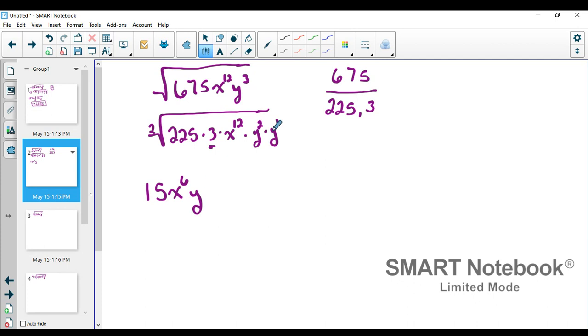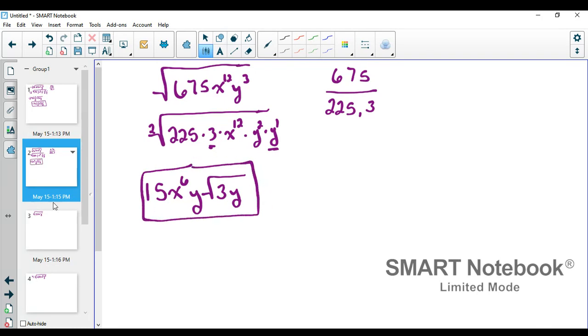I'm not going to. And then 1 divided by 2 is not a whole number, so that is going to stay underneath the radical. So what's left under here is 3y. And that's the final answer for that problem.